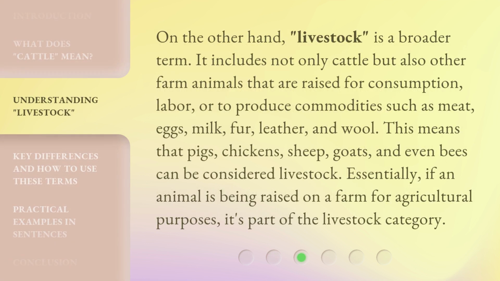On the other hand, livestock is a broader term. It includes not only cattle but also other farm animals that are raised for consumption, labor, or to produce commodities such as meat, eggs, milk, fur, leather, and wool. This means that pigs, chickens, sheep, goats, and even bees can be considered livestock. Essentially, if an animal is being raised on a farm for agricultural purposes, it's part of the livestock category.